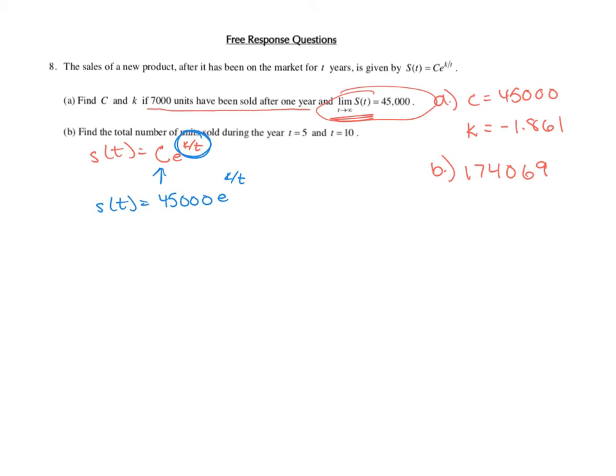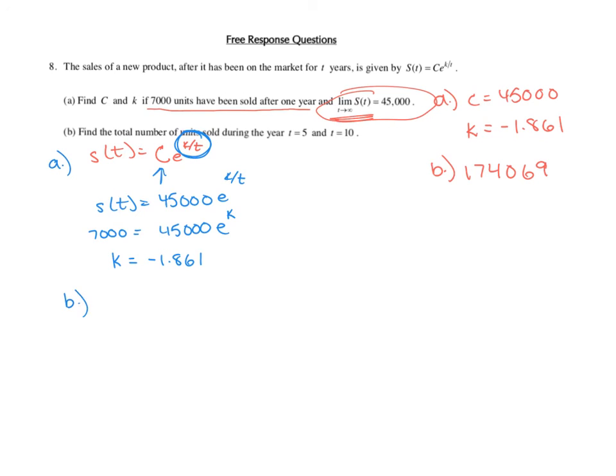So anyway, the second part of the problem, after 1 year, we know that we have 7,000 units. So 7,000 is what we get if we plug in 1 for t. And if we plug in 1 for t, our exponent is just k. So this is something you need to solve in your calculator. And doing that, so plugging in y1 and y2, you're going to have to adjust the window pretty significantly. But we get a very small k value. k is negative 1.861. So that whole thing is part A.